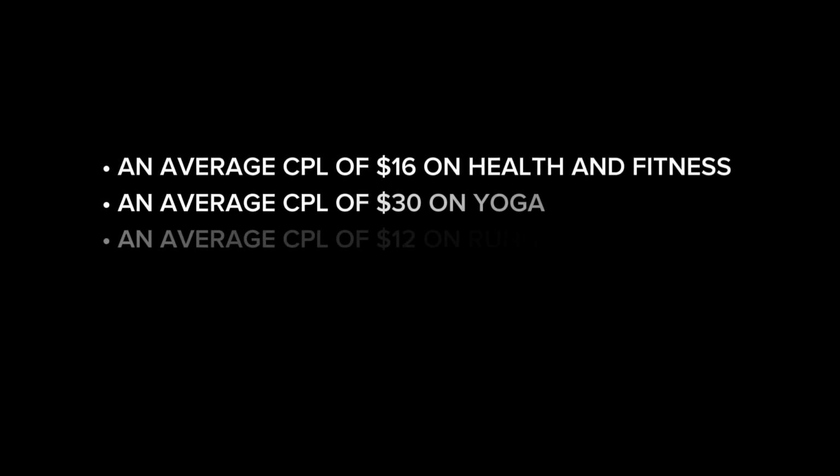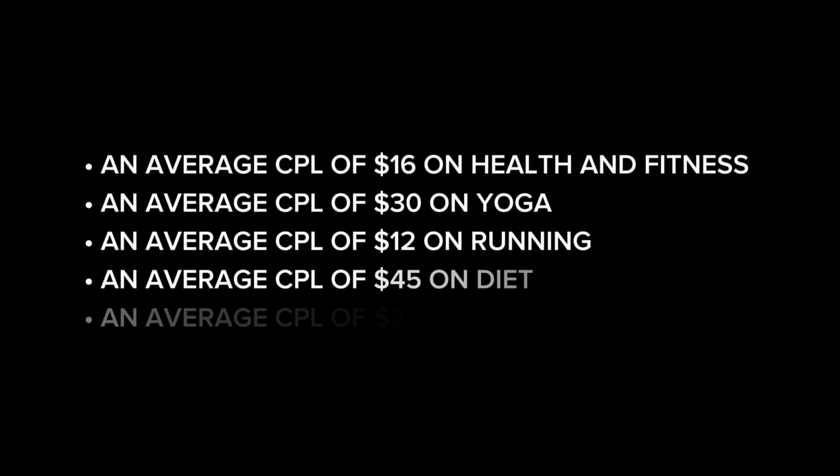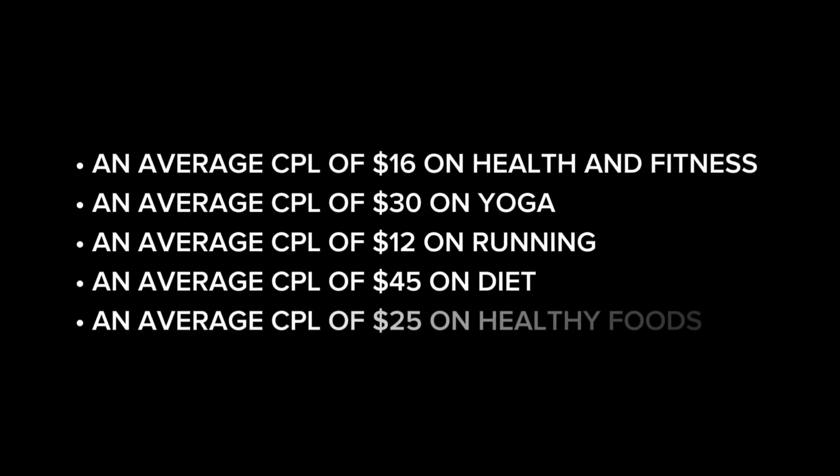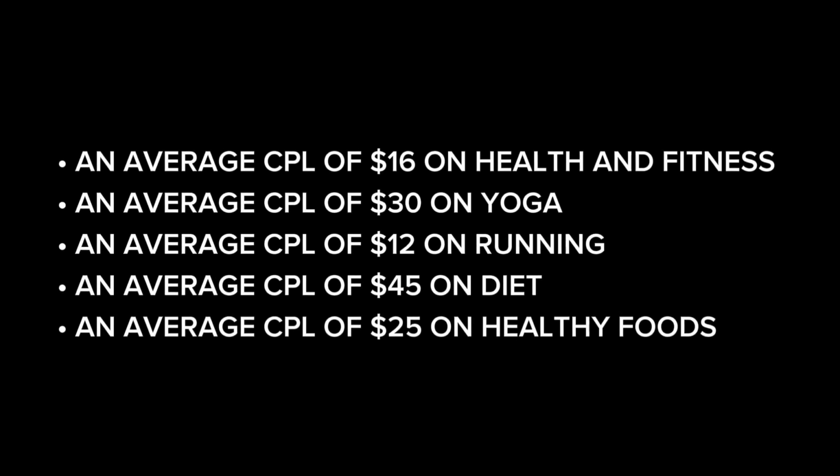So for example, let's say that you're a fitness coach and you have 5 different ad sets. These 5 different ad sets can be health and fitness, yoga, running, diet, and healthy foods. Let's say after you've run this campaign for about 3 to 4 days and the data comes back to you, you see that you're getting an average CPL of $16 on health and fitness, $30 on yoga, $12 on running, $45 on diet, and $25 on healthy foods.